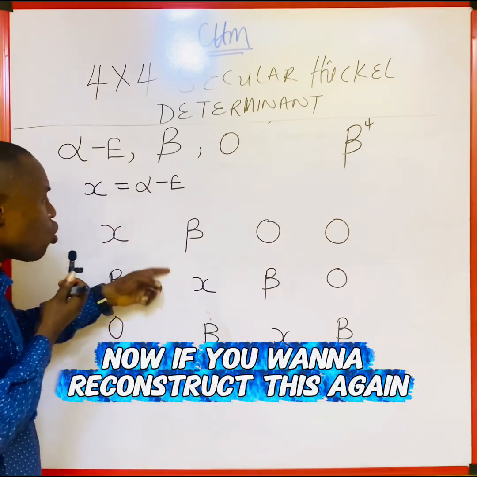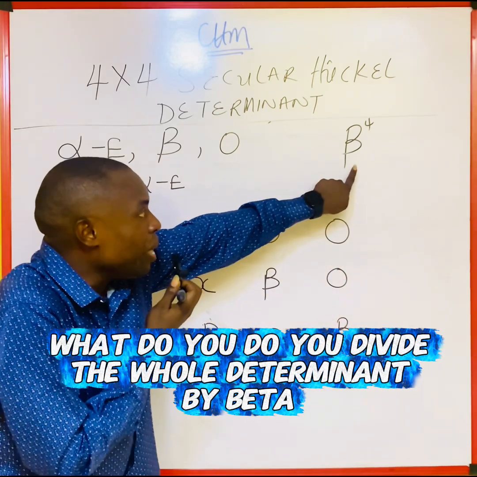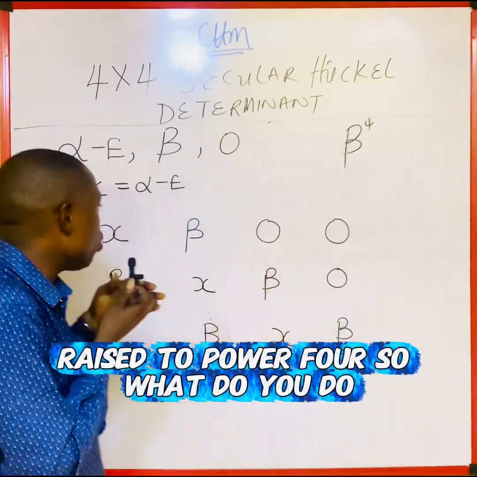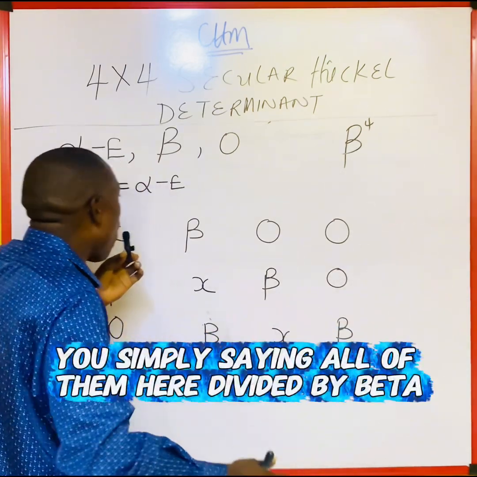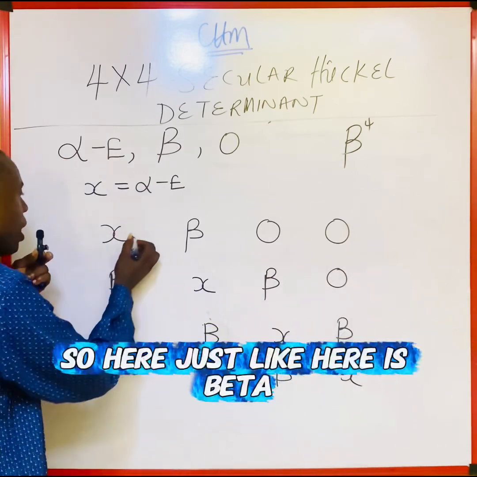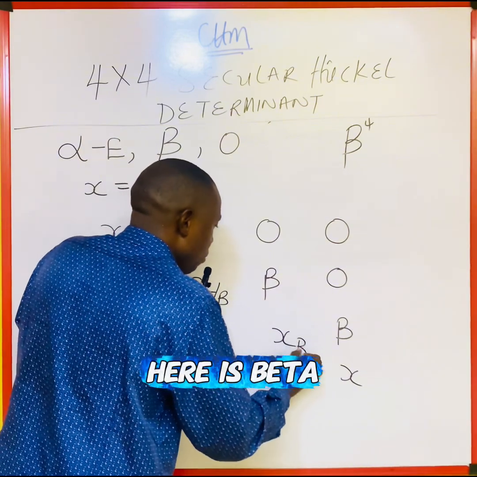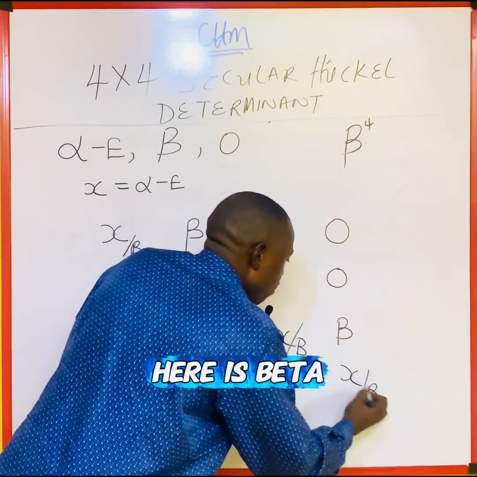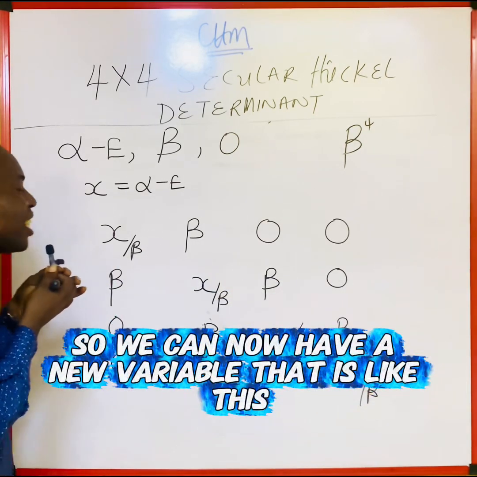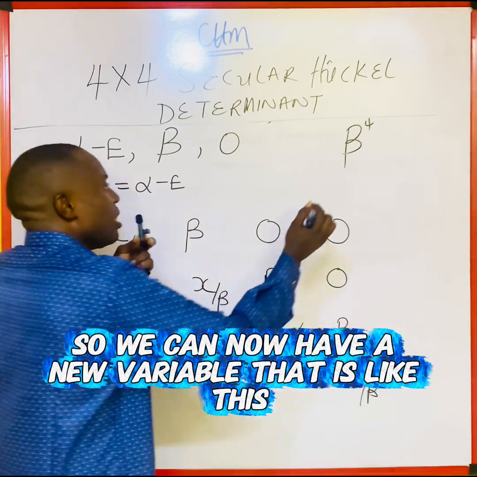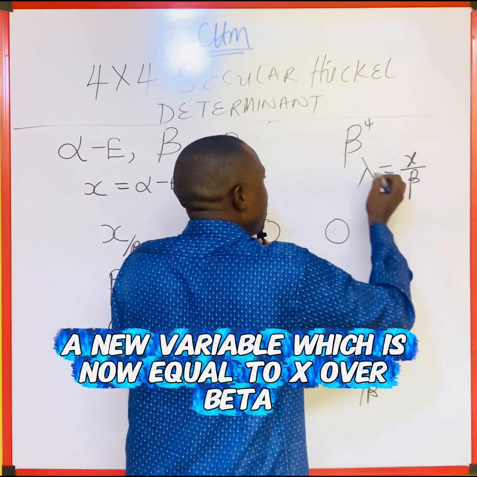Now, if you want to reconstruct this again, what do you do? You divide the whole determinant by beta raised to the power 4. It's like you are simply saying all of them here are divided by beta. So here is beta, here is beta, here is beta, here is beta. So what do we do next? It's simple. We can now have a new variable, which is equal to x over beta.